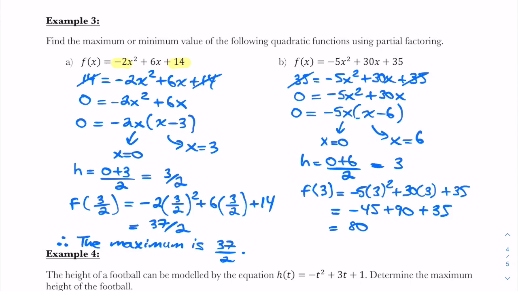Once again, we have an a value that's negative. That tells us the parabola opens downward, so we'll write a therefore statement. The maximum value is positive 80.